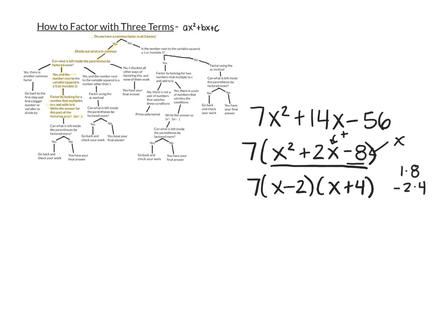So then next up, can what is left inside the parentheses be factored more? X minus 2, is that a difference of squares or a common factor? No. X plus 4, no. So it cannot be factored more, so we have our final answer.